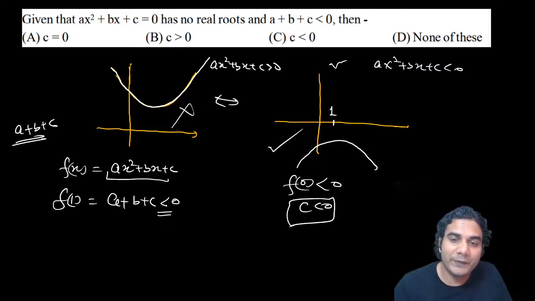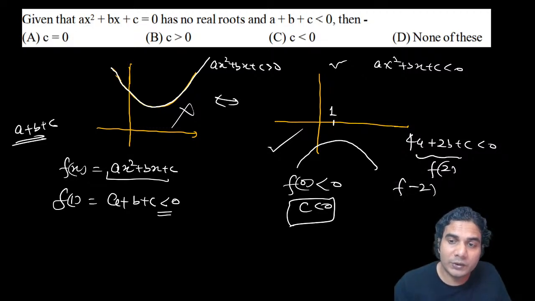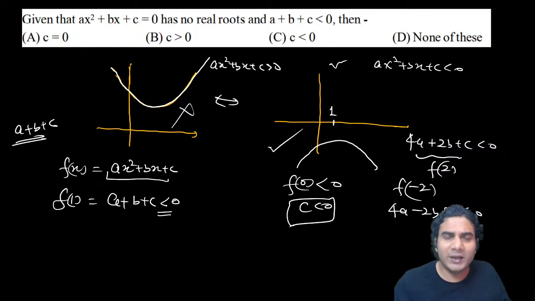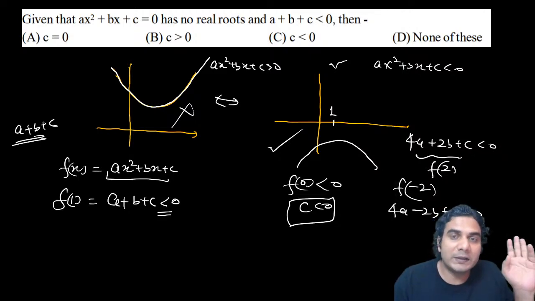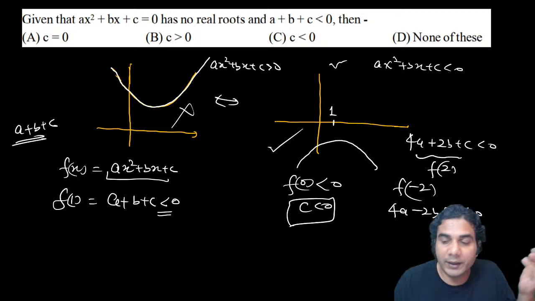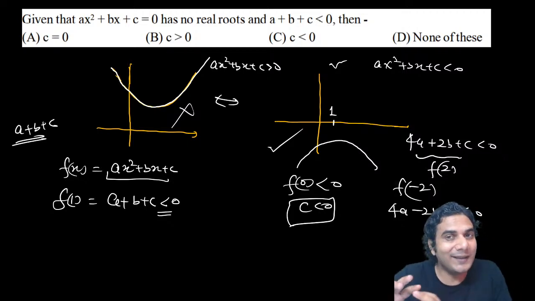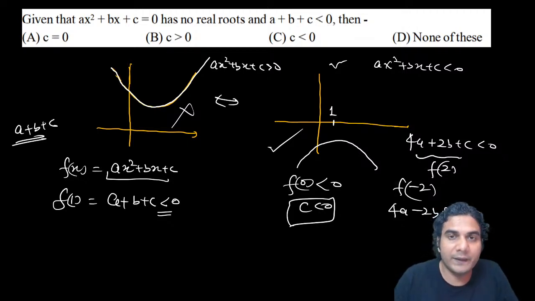And f of 0 is c. In fact, you can make many options. You can say 4a plus 2b plus c is negative. This is f of 2. You can say f of minus 2, which is 4a minus 2b plus c, is also negative. You can write an infinite number of values. So whenever in the question discriminant is given negative and one of the values, either a or c or a plus b plus c, is given positive or negative, you can figure out that the expression is either always positive or always negative. You can differentiate between these two cases.